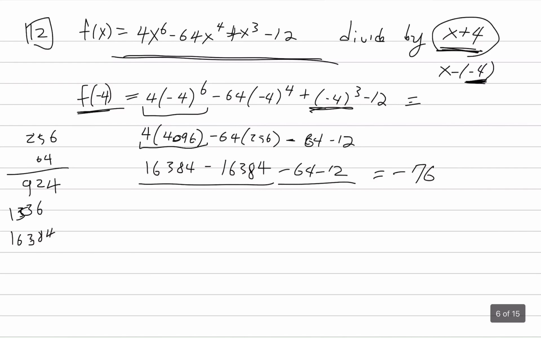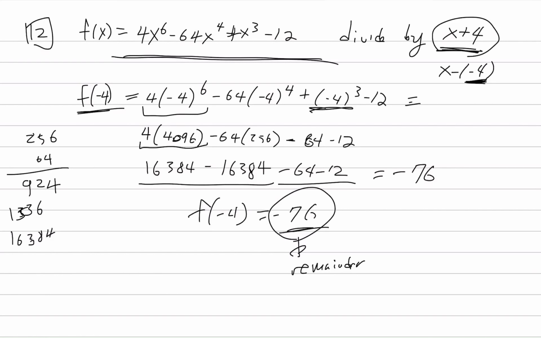So what this tells us is that when I plug in f of negative 4, it was negative 76. Since this is not 0, x plus 4 is not a factor of f of x. Okay, so in just a yes or no question, the answer is no. And this also tells us that this is the remainder.